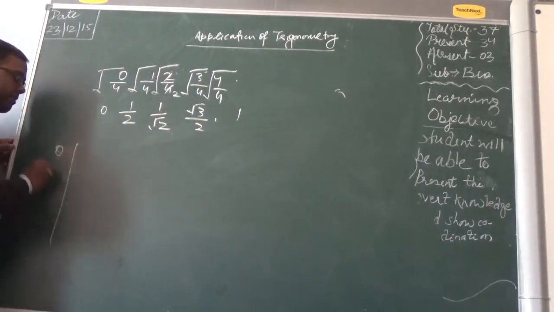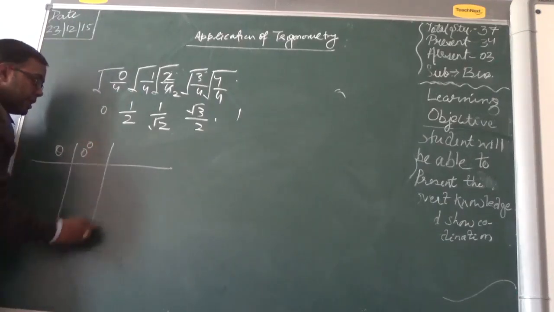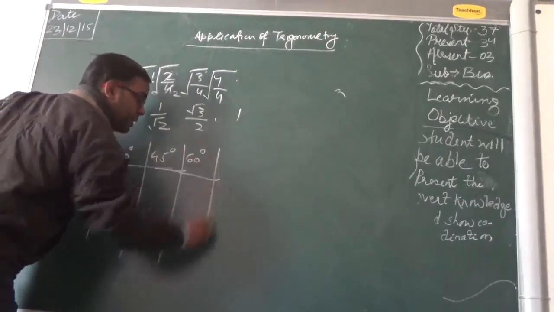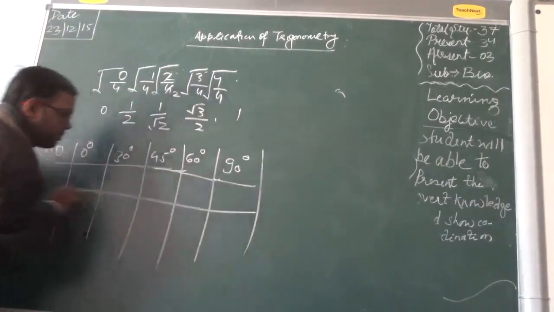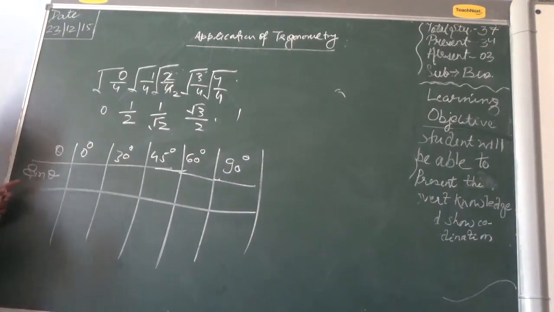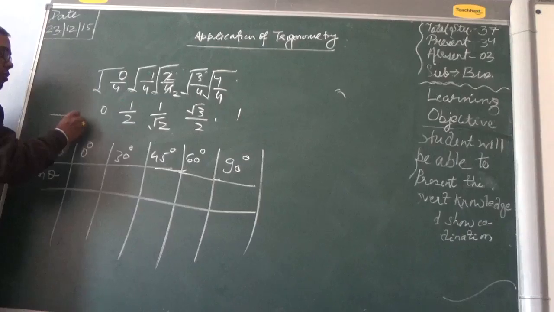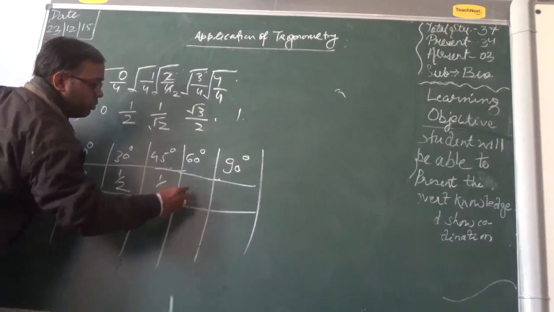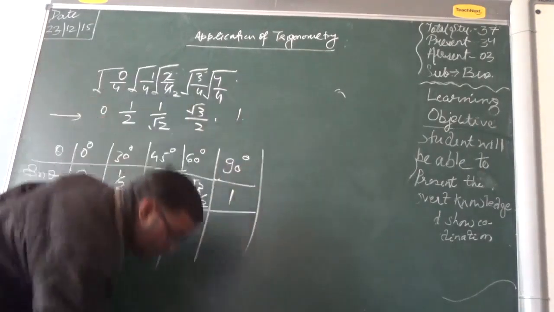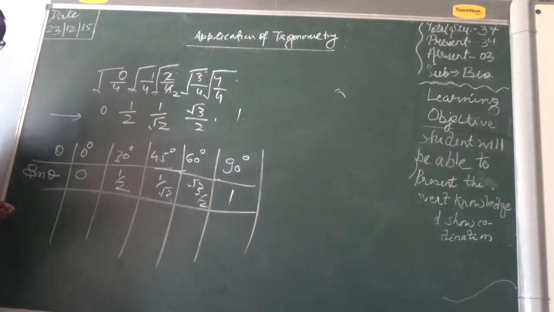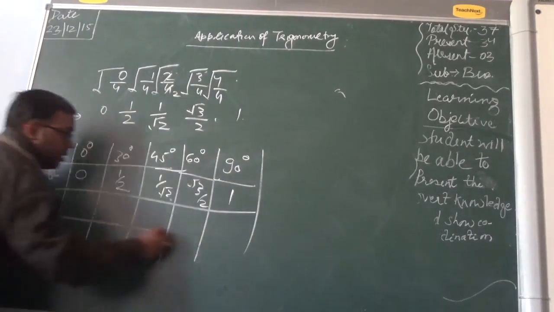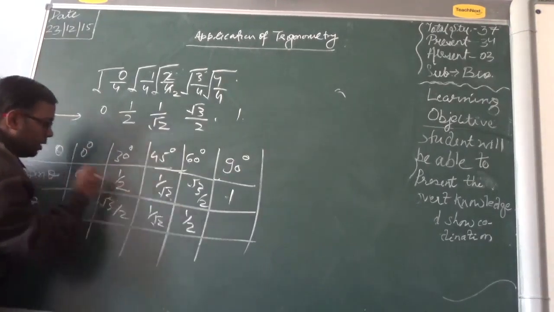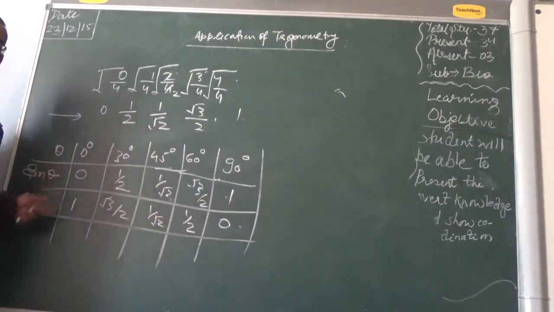Now starting with the table. First theta is 0 degree, then 30 degree, then 45, then 60, then 90. We start writing the respective trigonometric values. First is sin theta. As I told you, go Sagar to Bhopal: 0, 1 by 2, 1 by root 2, root 3 by 2 and 1. Now we have reached Bhopal and it's time to come back. Cos theta: 1, root 3 by 2, 1 by root 2, 1 by 2 and 0.